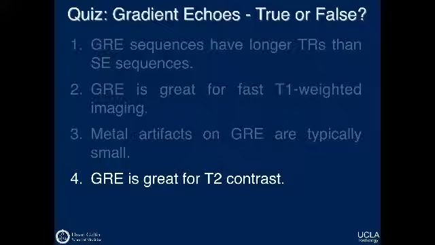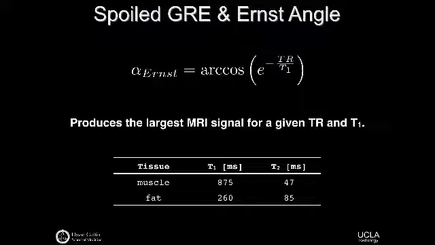Okay, so I want to revisit this idea of flip angles. We know a little bit about adjusting TE. We know a little bit about adjusting TR. We need short this and long that to get specific image contrast. But what about the flip angle itself? Well, it turns out there's a way to pick your flip angle if what you want to do is maximize the signal intensity. And usually that's a good idea. Usually you want the most signal you can get out of the system.